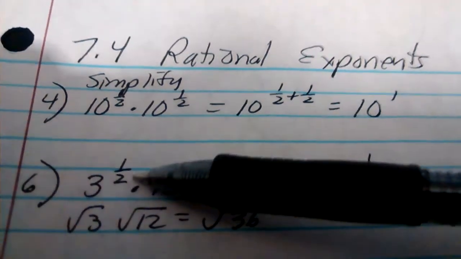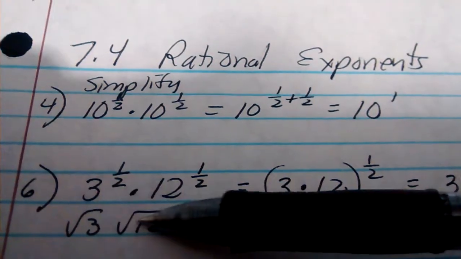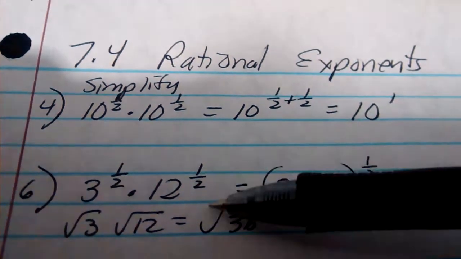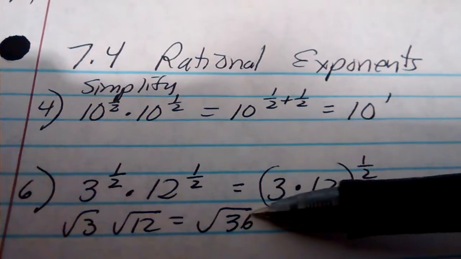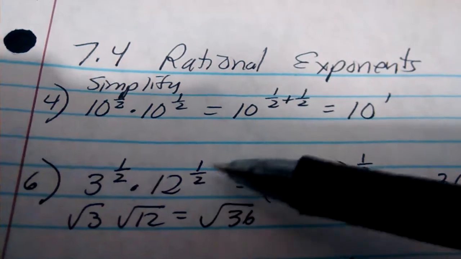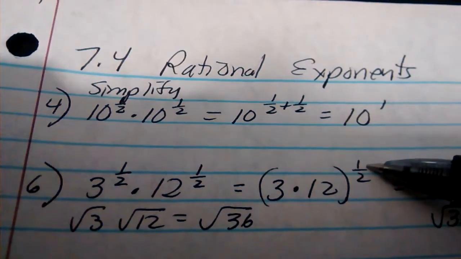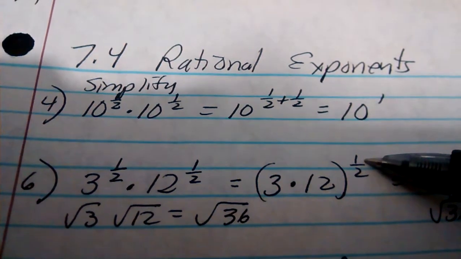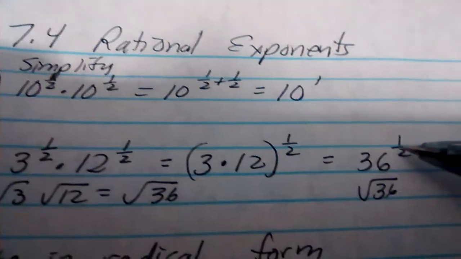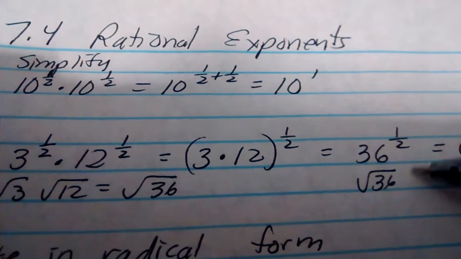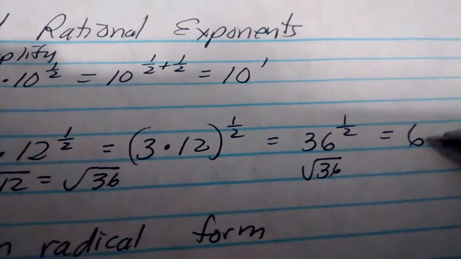This one you can do a couple different ways. You can turn it into a radical, and then you multiply them together, it's the square root of 36. Also, you can bring them together, multiply them, because the exponent is the same. That would still be 36 to the 1/2, which turns out to be the square root of 36. So the final answer is 6.